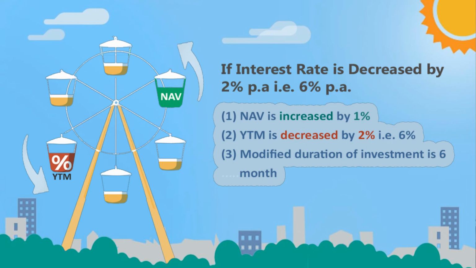Moving on to the third scenario. Here the interest rate decreases by 2%, which means it becomes 6% instead of 8%. Now instruments providing higher return will experience an increase in market value. The value of the instrument increases from Rs 104 to Rs 105 to match the current interest rate of 6% per annum, which means there is a 1% increase in the NAV. Now the YTM changes to 6%, and if the investor chooses to exit at this stage, the return would be 5%.